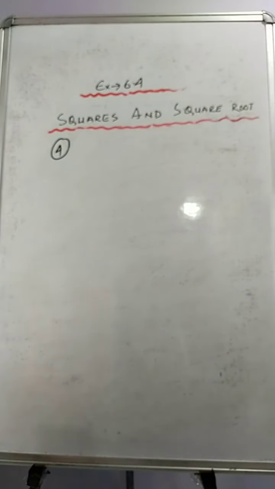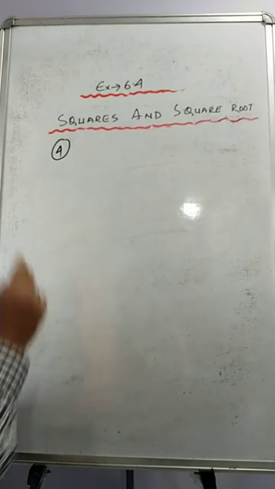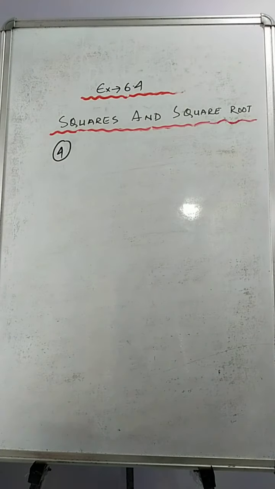Now in this session I will explain question number 4 and 5 of exercise 6.4, chapter Squares and Square Roots. Okay, in question number 4 what we have to do? They have asked: find the least number which must be subtracted from each of the following numbers so as to get a perfect square. And also find the square root of the perfect square so obtained.